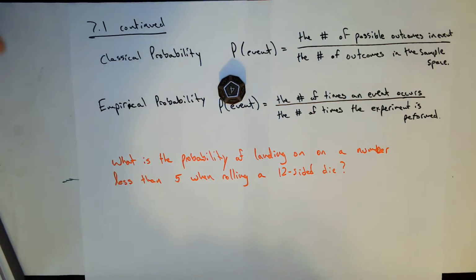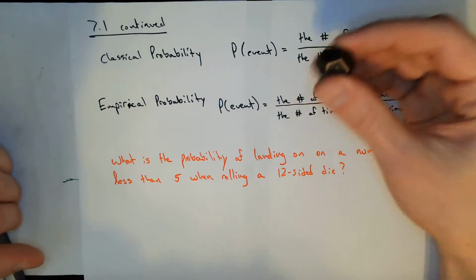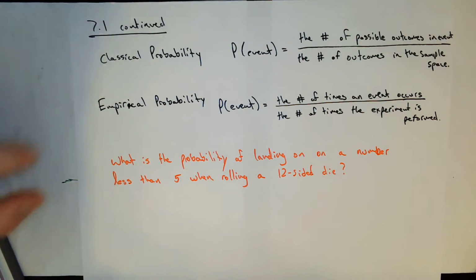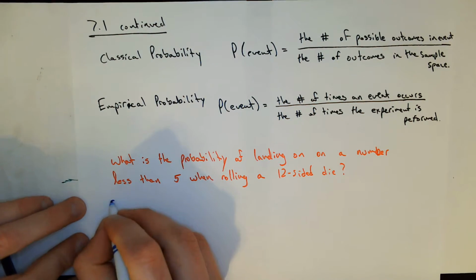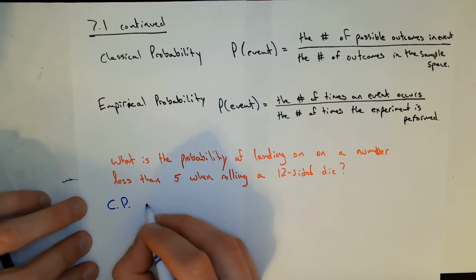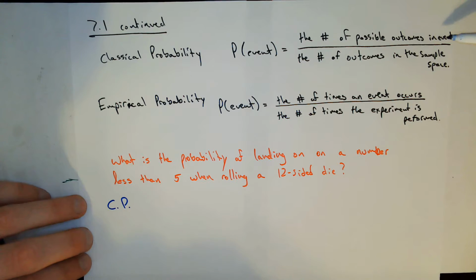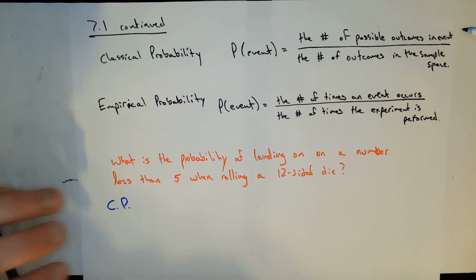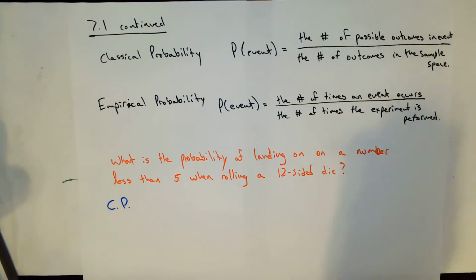All right, and why did I pick a 12-sided die? Typically it would be a 6-sided, right? Well, I thought this was more interesting. All right, classical probability, so I'll say CP, tells me that the probability of rolling less than a 5 is going to come from the number of possible ways this can occur over the total number of outcomes in the sample space.